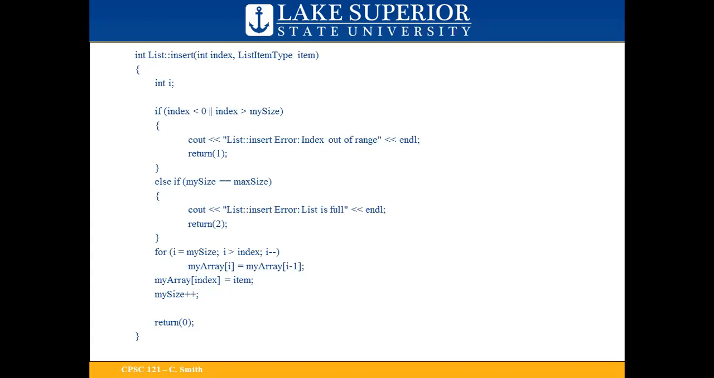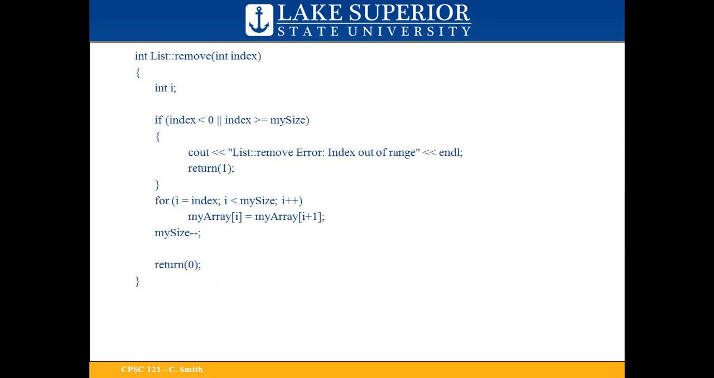So for i equals my size, i greater than index, i minus minus, my array i equals my array i minus 1. So this is shuffling data from the end. And then my array at index equals item, my size plus plus, return 0. That is not an easy loop to set up. It has a lot of potential for off by ones and boundary condition errors. We've taken care of the boundary condition errors up here. We take care of the off by ones by carefully testing this loop, but that's ugly. This is just some ugly code.